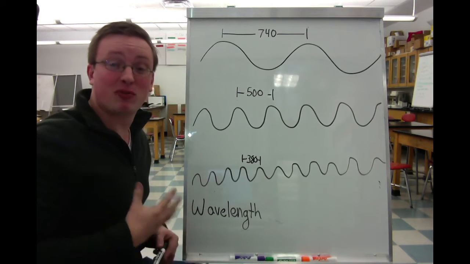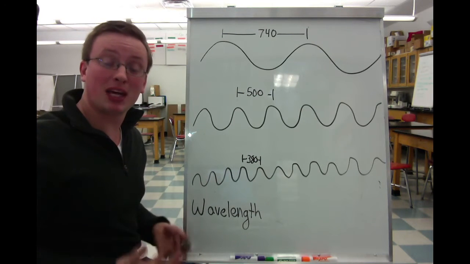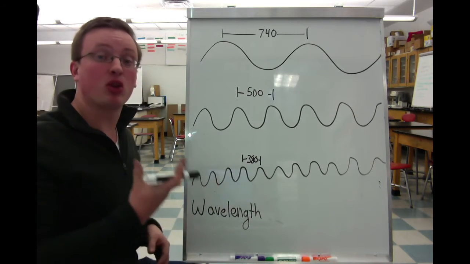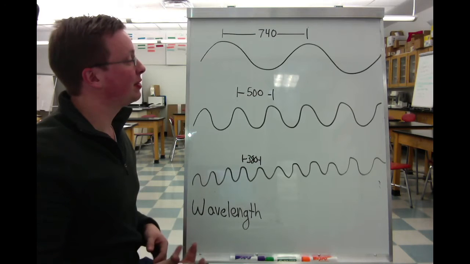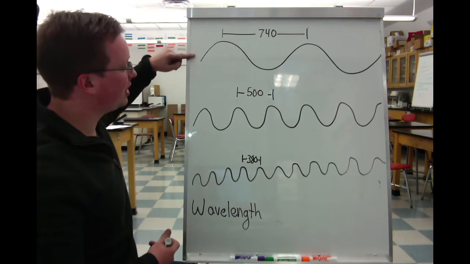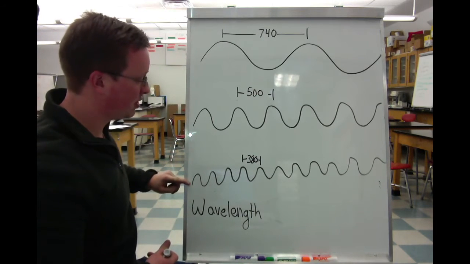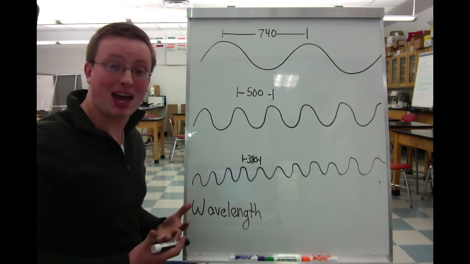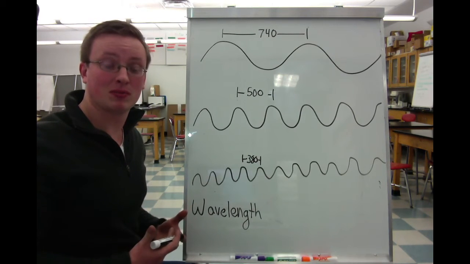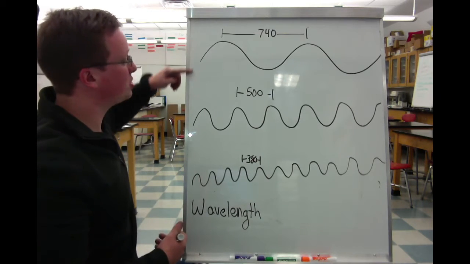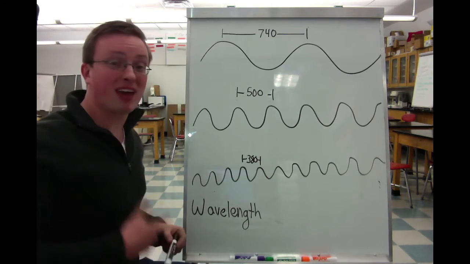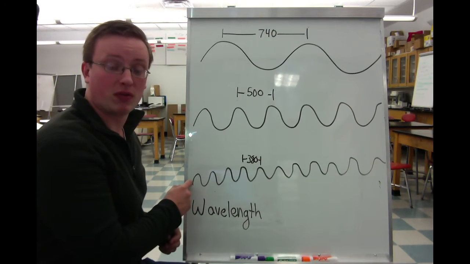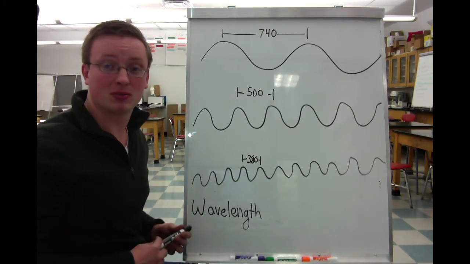Because light is a form of energy, there is a relationship between the amount of energy and the wavelength of light. As the wavelength of light decreases, the amount of energy that that particular wavelength has increases. So as you decrease your wavelength, the amount of energy contained in that particular wavelength of light increases.